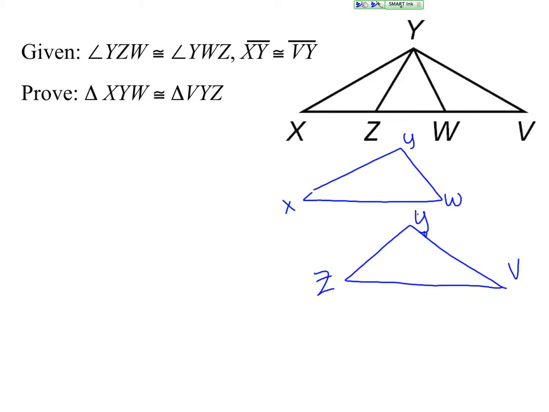Angle YZW congruent to angle YWZ, segment XY congruent to segment VY. All of that is given. And I'm going to mark it on my picture. Now when I made these big triangles, I didn't put point Z on it because it wasn't a corner of the triangle. But realize that's this angle, congruent to this angle.